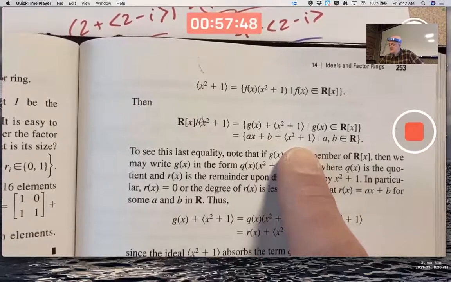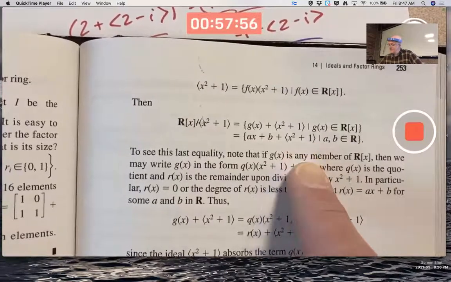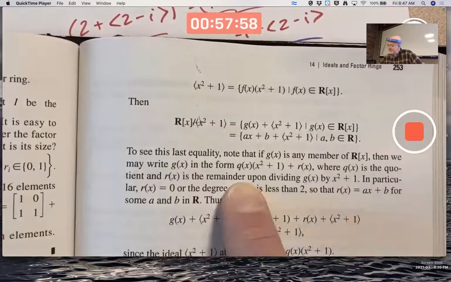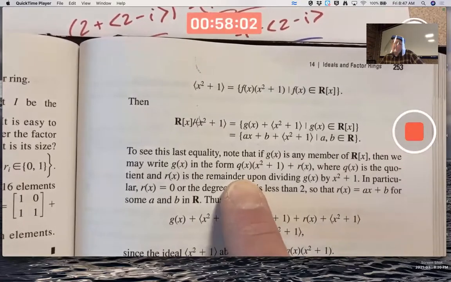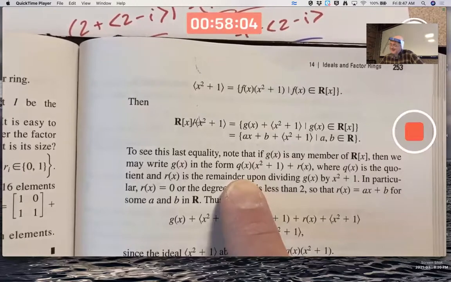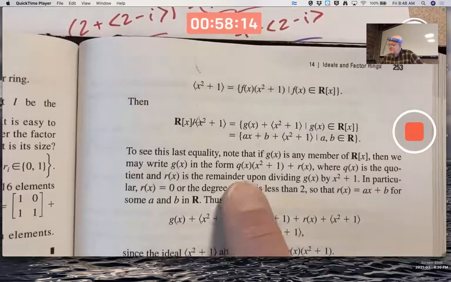How? Well, in practice, you do long division. You actually do long division to find the coset representative. In theory, to prove it, you'd say, well, I know by the division algorithm for polynomials, which we actually haven't talked about yet. We talked about a division algorithm for integers. There is also a division algorithm for polynomials. It's in a later chapter here, chapter 16. But effectively, that's what this is saying.